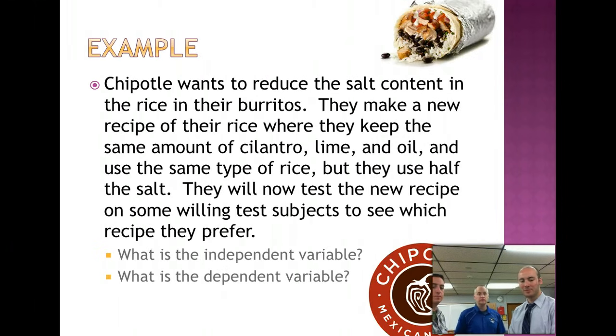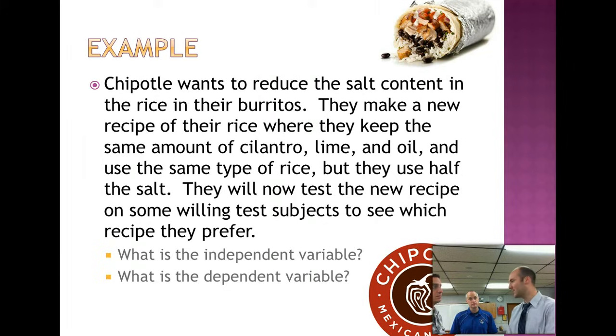So we made up an example to show you controlled experiments. We imagined what Chipotle does when they try to change one of their products. So we made up a scenario. Chipotle wants to reduce the salt content in the rice of their burritos. They make a new recipe of the rice. Everything in the recipe stays the same: lime, cilantro, type of rice, amount of oil in there. The only thing they change is the amount of salt.